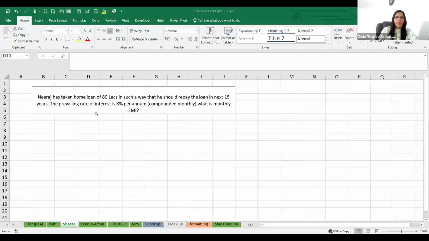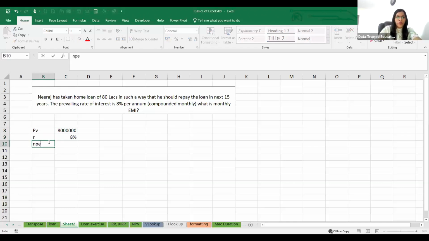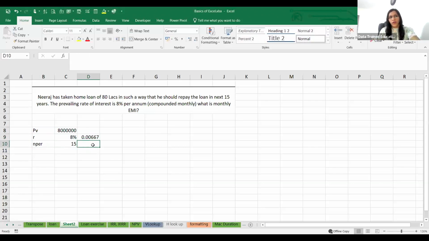Now you can see the question. Loan EMI, I am discussing one more time. Here, you all will give me the numbers. PV, 80 lakhs. What is the rate of interest? 8%. This is R. This is N, for 15 years. We can do it two ways. Either I do it here only, equal to this divided by 12, because we are paying EMI on a monthly basis, so the rate of interest will be this. And N per is this into 12.